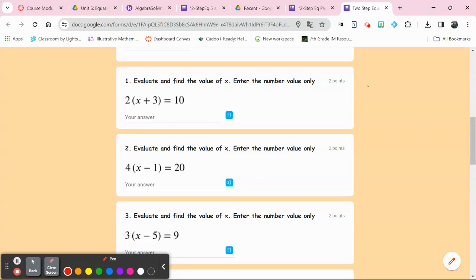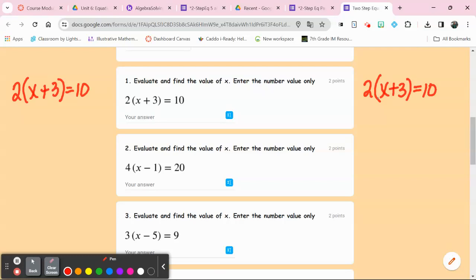We have 2 times the group x plus 3 equals 10. Now there are two ways to work problems with parentheses, and I am going to show you them both because it's your preference. Now, these are groups. That 2 in front of those parentheses means 2 multiplied to everything in the group.